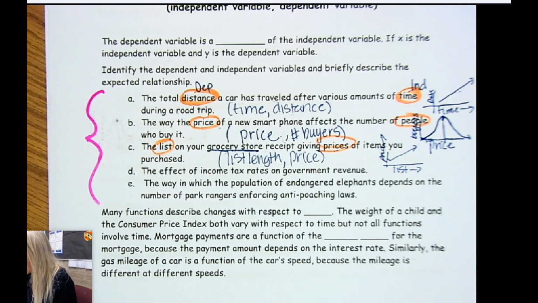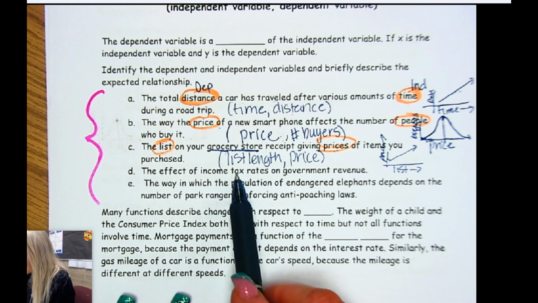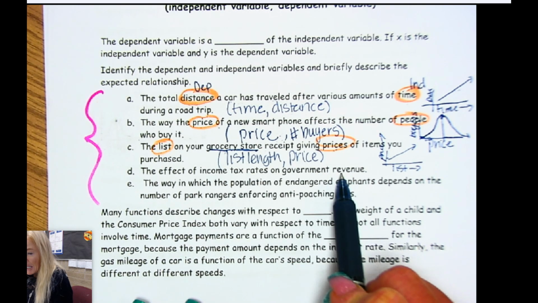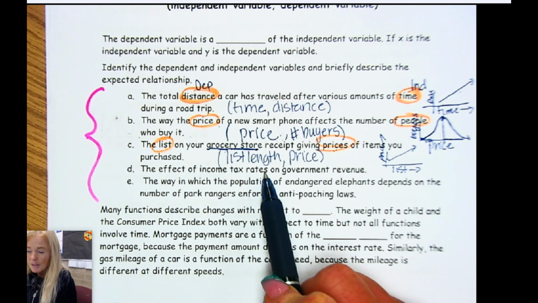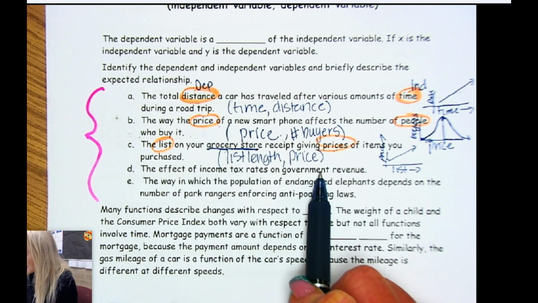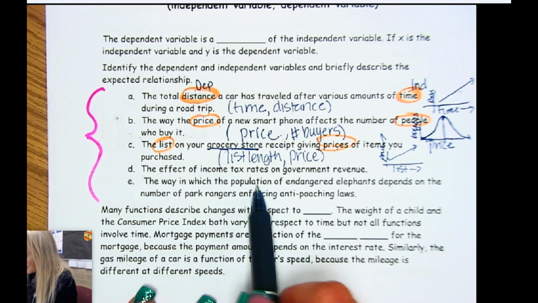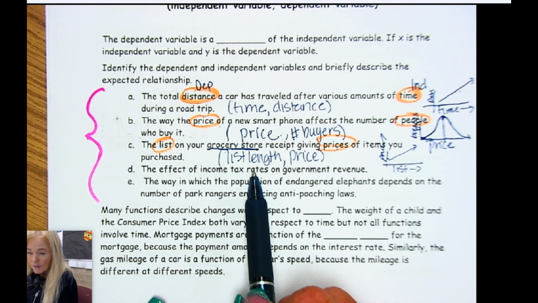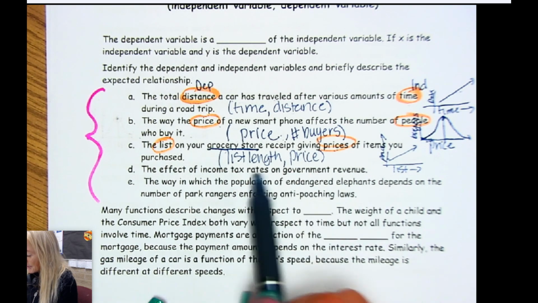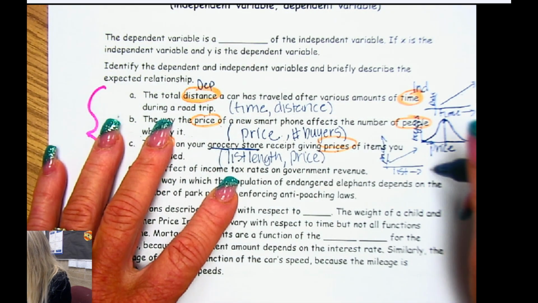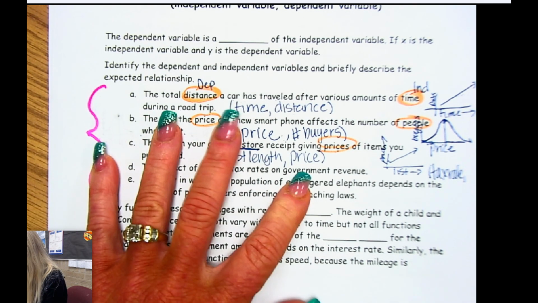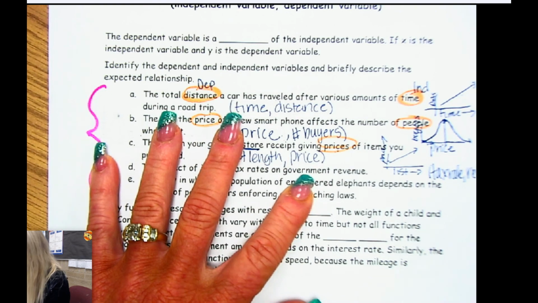All right, the effective income tax rates on government revenue. Now, tax rates. If I have higher tax rates, then the government's going to make more money, right? If I have lower tax rates, the government's not going to make as much money. So which one depends on the other? The revenue the government gets is dependent on the tax rate they charge. So for this one, we're going to have our tax rate first and then revenue second, okay?